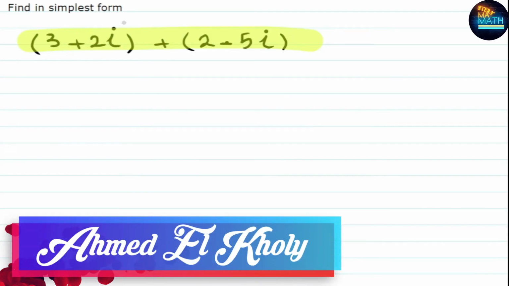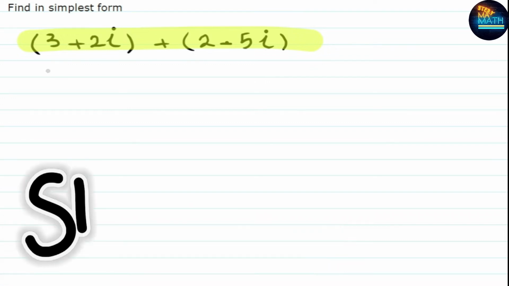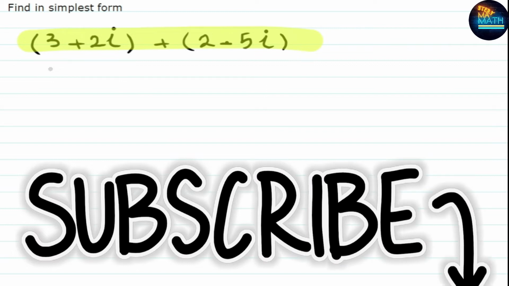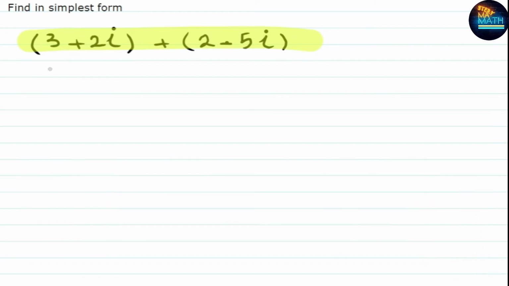In this video, we'll learn how to solve problems using operations with complex numbers. And it's the same as algebraic expressions, by the way. Let's take an example. Find in simplest form (3 + 2i) + (2 - 5i). All you need to do is combine the like terms.